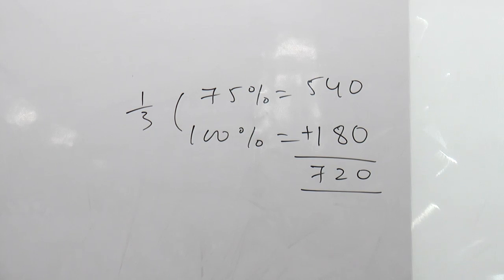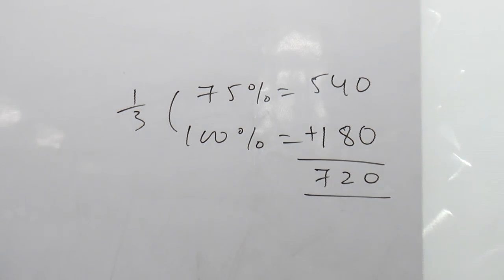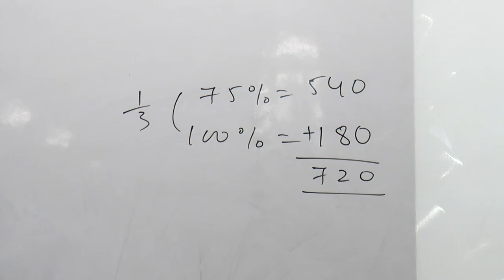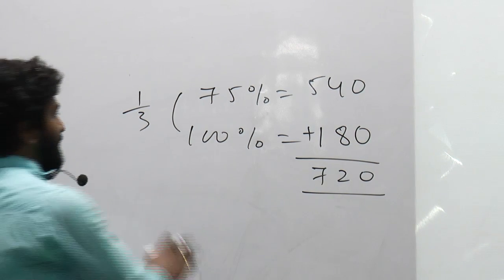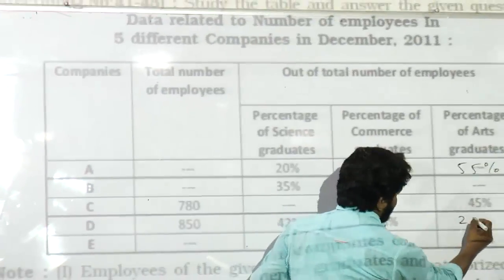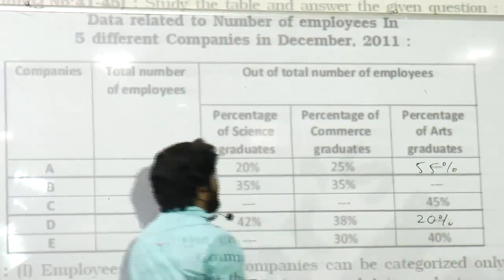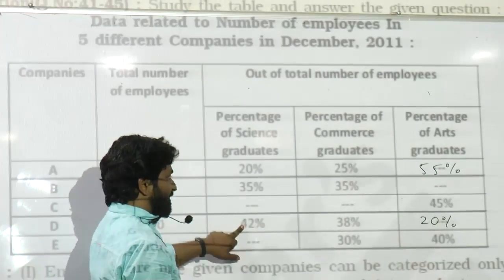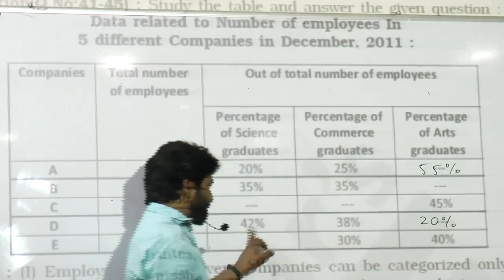Understand? Next, what was the difference between the number of science graduate employees and arts graduate employees in company D? Science and then arts. Arts candidates here are 80%, so the remaining should be 20%. You asked about the difference of science and arts. In terms of percentage, what is it?